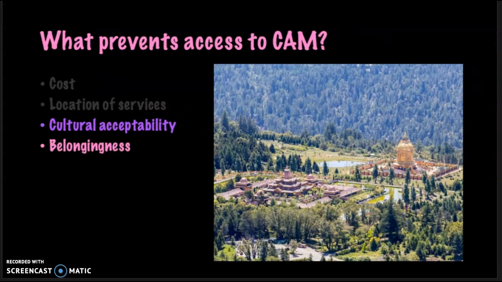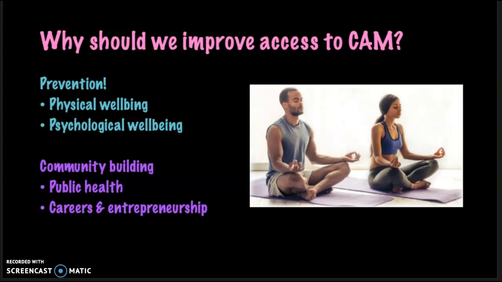Cultural acceptability is another factor. For example, if both my parents are registered nurses and they tell me that naturopathic medicine is ridiculous, then I'm likely to believe them. Belongingness is also an issue. Few people enjoy feeling like the odd one out in a room full of people who don't share their appearance or cultural experience. Why should we improve access to CAM?